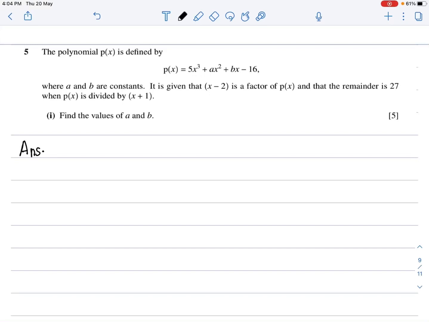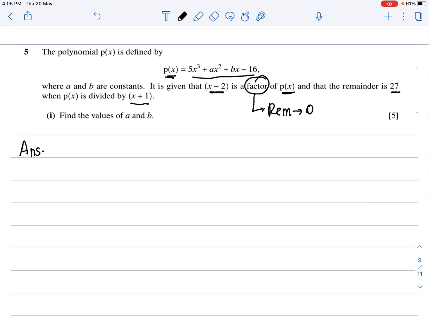This is the fifth question of the paper, and as you can see, this is a polynomial question. So they have given us a p of x here, a simple p of x. Now it is given that x minus 2 is a factor of p of x. Factor means that my remainder is 0, and the remainder is 27 when p of x is divided by x plus 1.